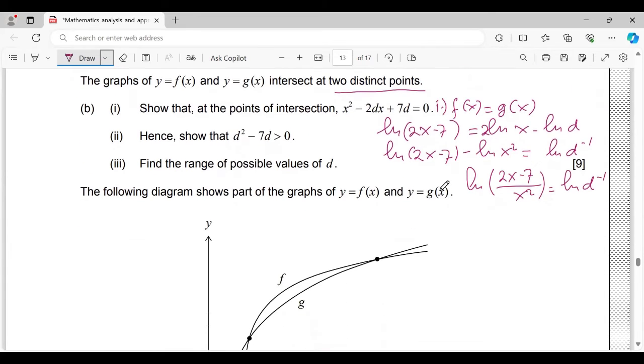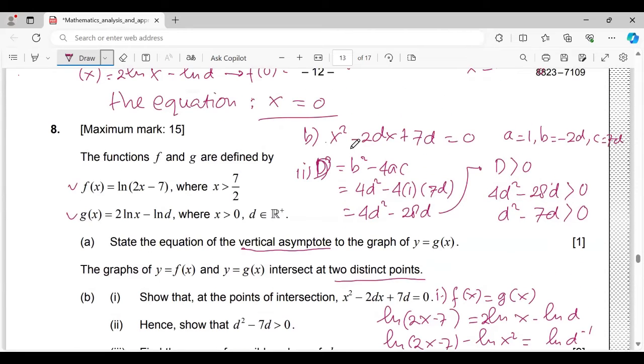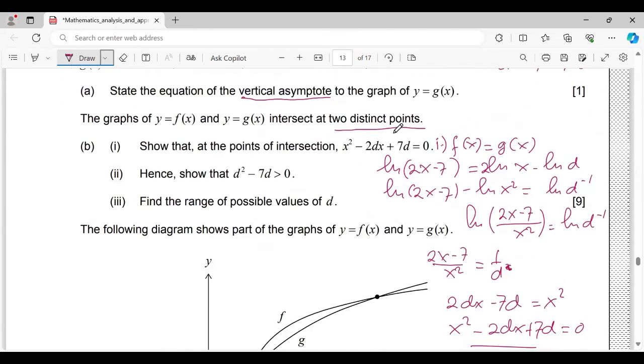And it means 2x minus 7 over x squared equals 1 over d. And multiplying, it becomes 2dx minus 7d equals x squared, so x squared minus 2dx plus 7d equals 0. So that's why the equation in part 2 is this one. Yeah, right.